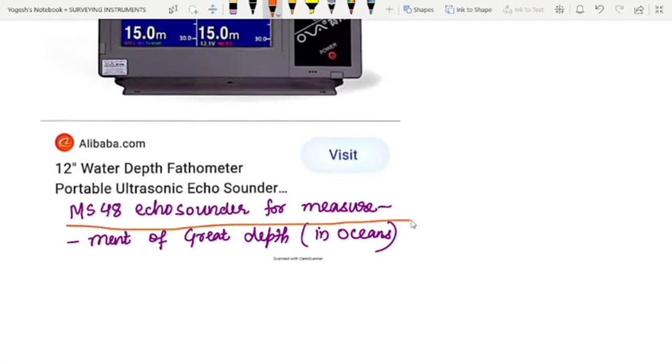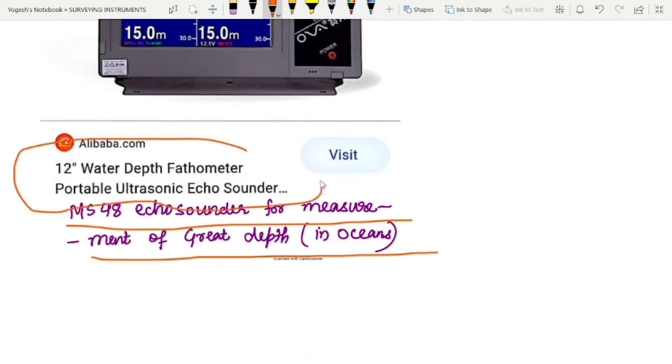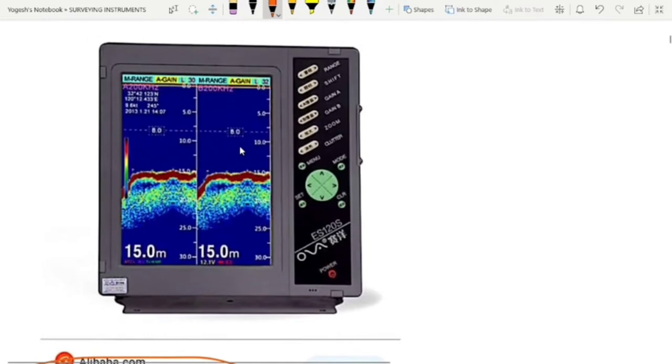In India, the model used is called the MS-48 echo sounder, that is a 12 inch depth, or 1 foot depth fathometer, portable ultrasonic echo sounder. The echo sounder looks like this. This is the echo sounder.